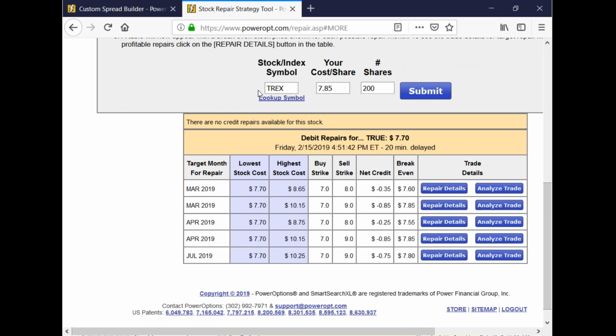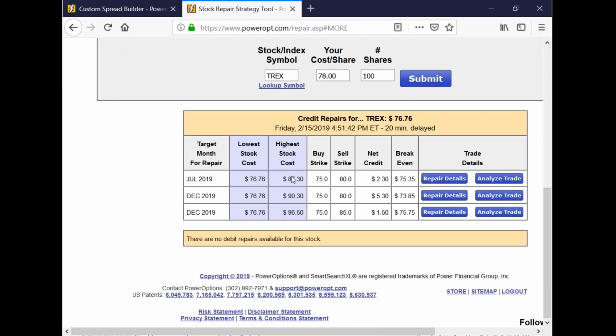Let's take T-Rex. Ended at 76. Let's say I have a cost base of 78 for 100 shares. Okay, so here's the credit repairs, and you see they show up as a positive credit because the column is listed as net credit. So if the column's net credit, if it's done at a debit, it would show a negative value. Here we're showing the positive one as well for credit repairs, because this one we finally have credit repairs on the position. Okay.